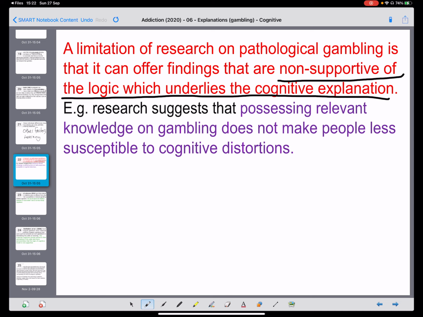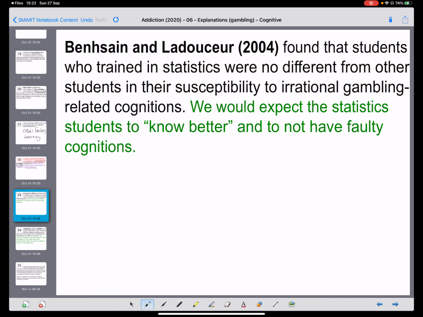What I mean by that is that surely I either have the relevant knowledge on gambling, so I know all about the odds, and therefore I don't have cognitive distortions, or you could flip that around and say, okay, I have cognitive distortions, so surely I'm not going to possess the relevant knowledge related to gambling. But actually, there are two pieces of research that show us that that's not always the case. The first one is by Ben Shane and Ladouceur. I like this piece of research because it's a bit silly, because it's so simple. What they did is they found a group of students who are trained in statistics.